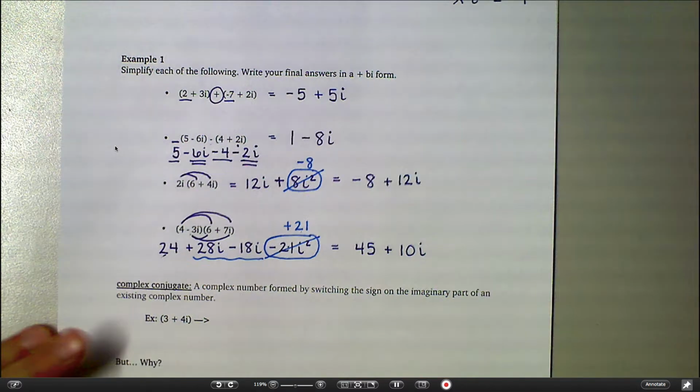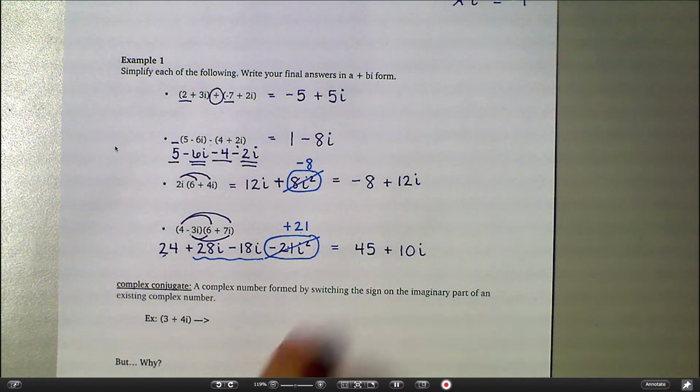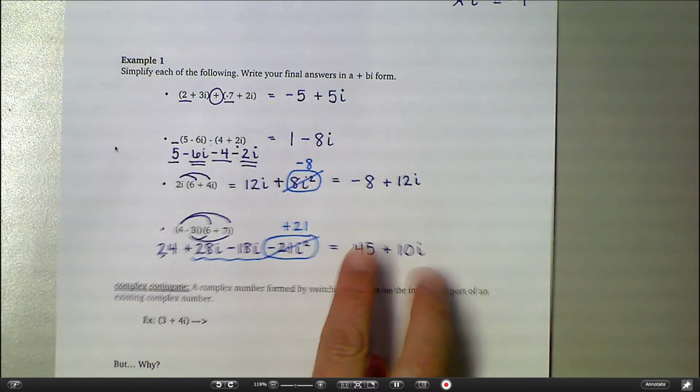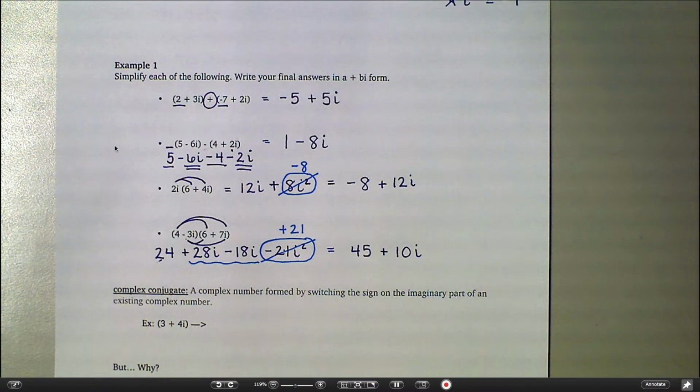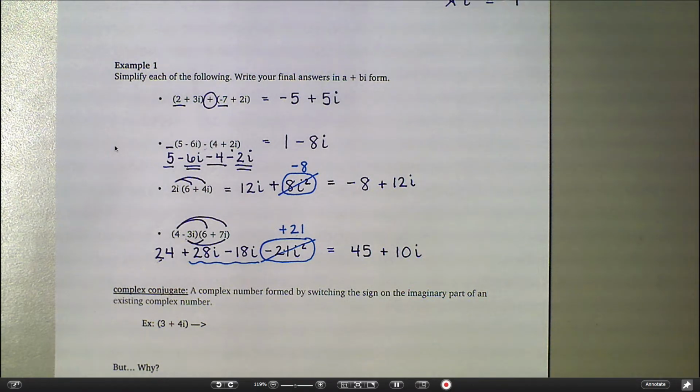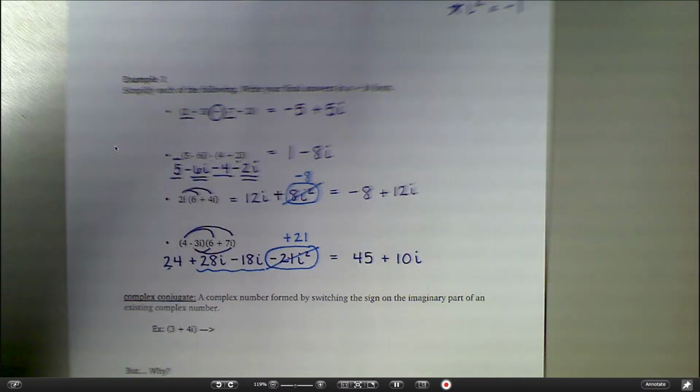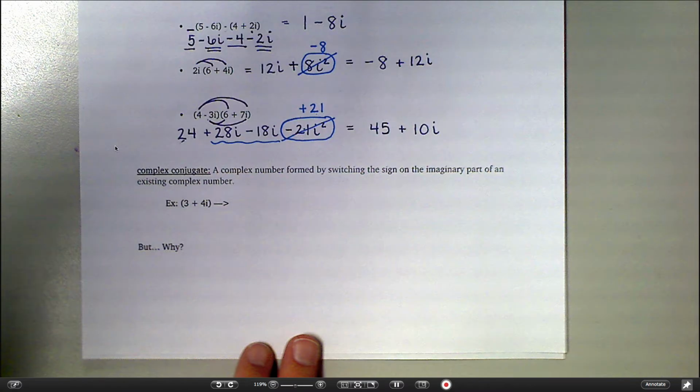Okay, so you should always be able to simplify these things down to just two pieces, a real number and an imaginary number. Okay, so that's simplifying with complex numbers. Again, we're just following most of our normal algebraic rules. I want to take a look at this thing called the complex conjugate.